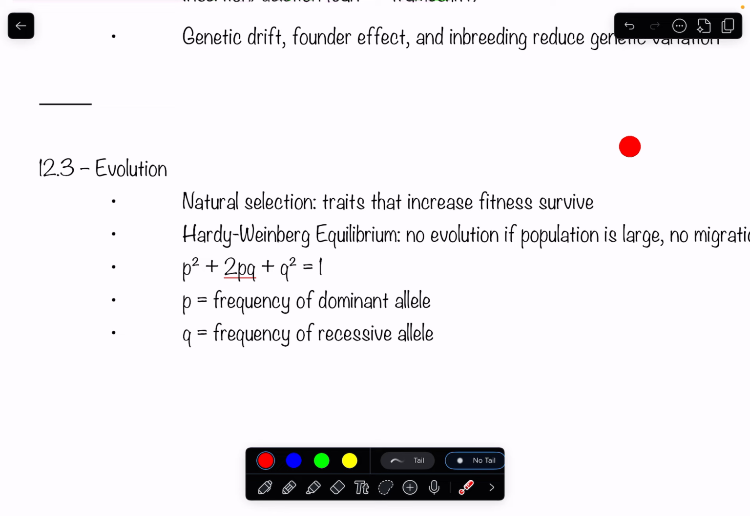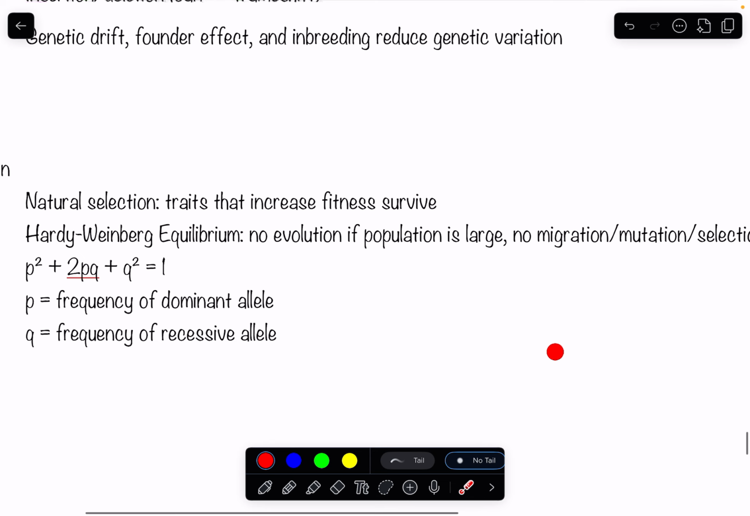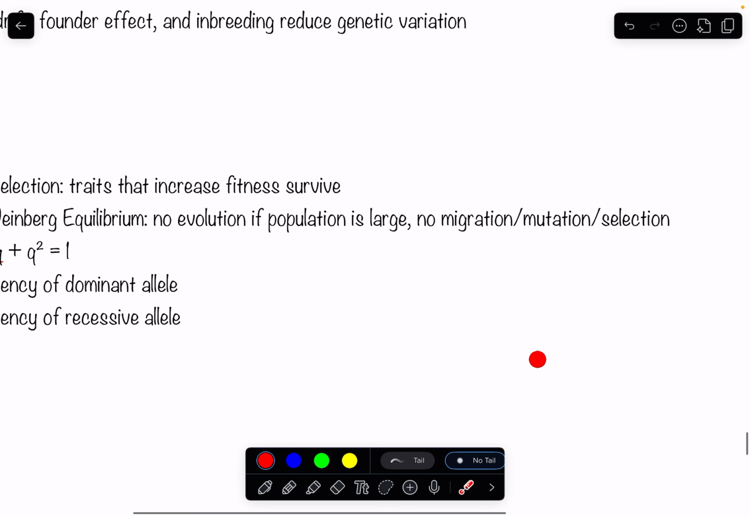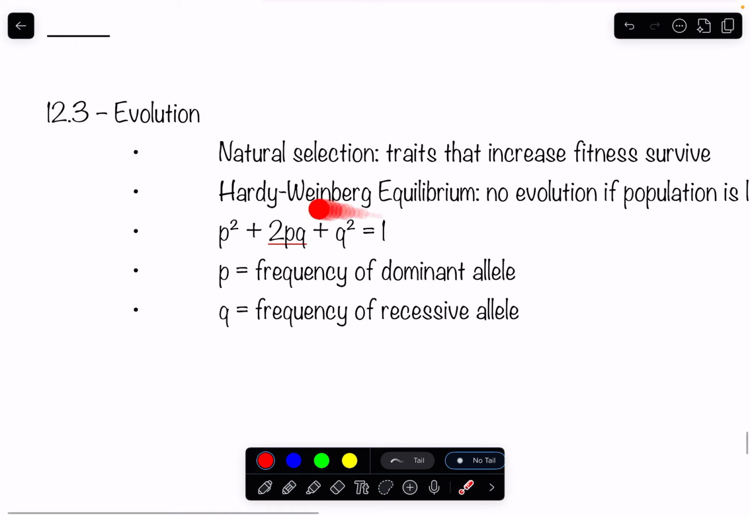Natural selection. We all know what that is, right? So traits are naturally selected because those traits survive. And then the Hardy-Weinberg equation. What it's pretty much saying is no evolution if the population is large and there's no migration, no mutation, no selection. And then you definitely need to know this equation.